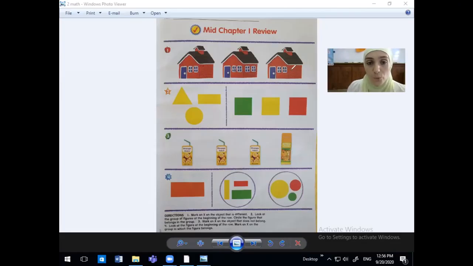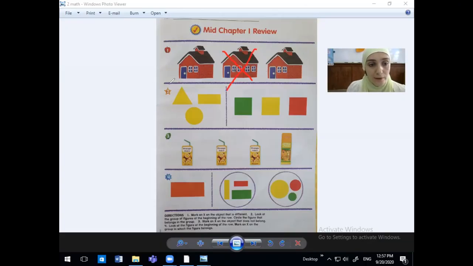Okay, so we have two houses that are alike and one that is different, and we need to cross out the one that is different. So I cross out, put an X on the different house.